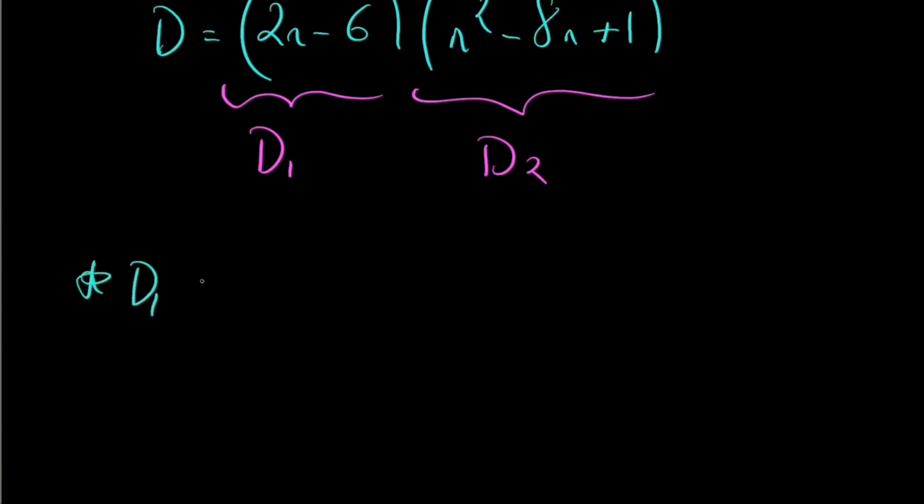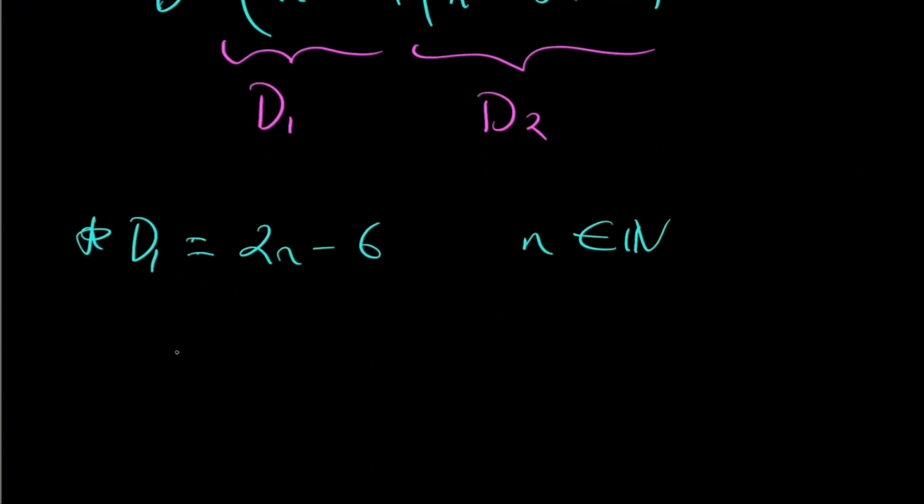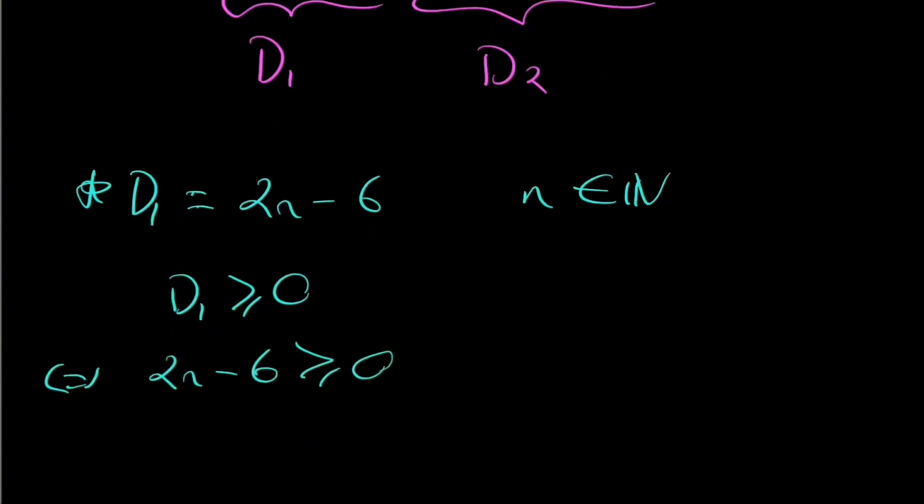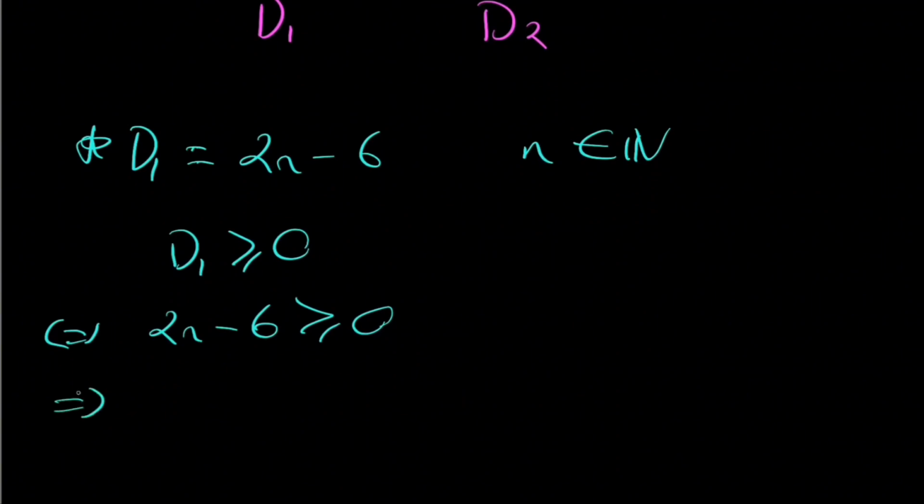So d1 is equal to 2n minus 6 with n an integer. We will try to find when d1 is greater or equal to 0. This is equivalent to 2n minus 6 greater or equal to 0. We will easily find the solution of this inequality: 2n greater or equal to 6, equivalent to n greater or equal to 3.